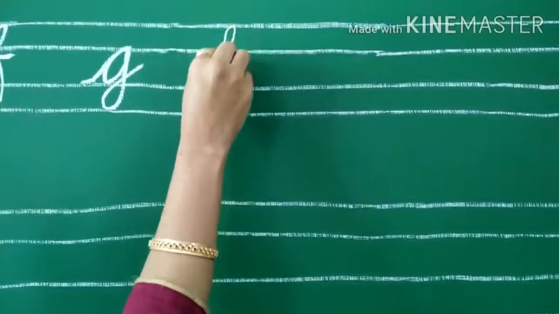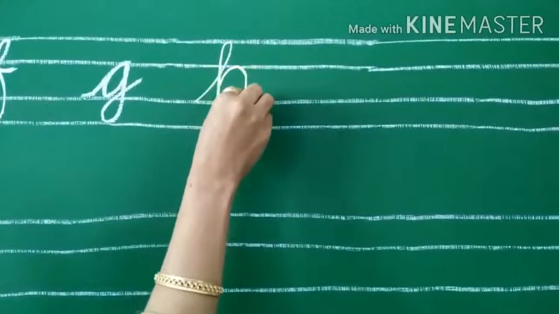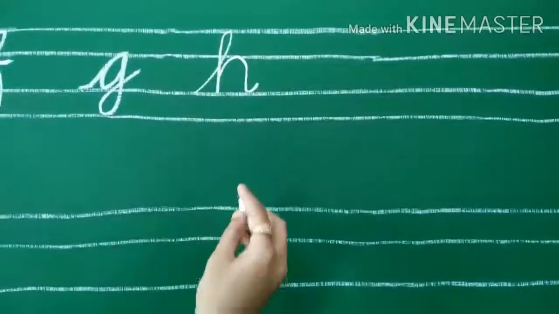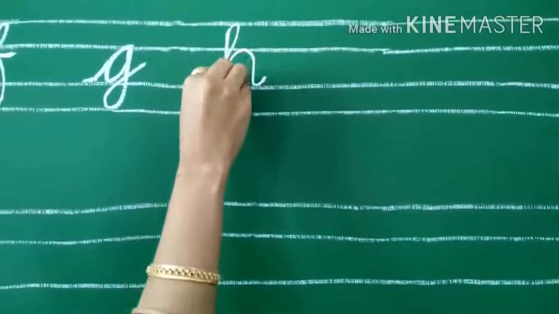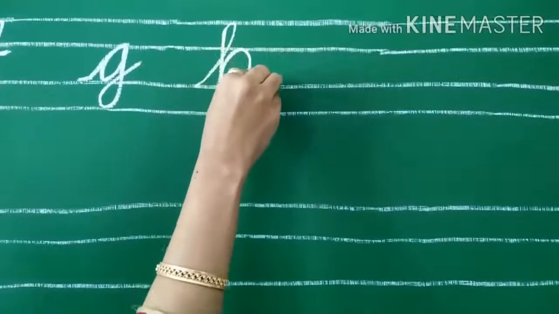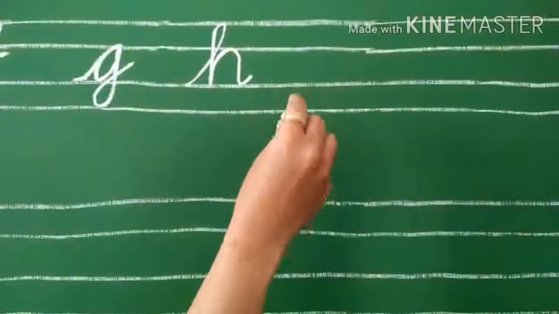Draw a slanting line, put a knot and draw an inverse curve ends with a curve. Yes, draw a slanting line, put a knot and draw an inverse curve ends with a knot. Yes, small h. What comes after h?